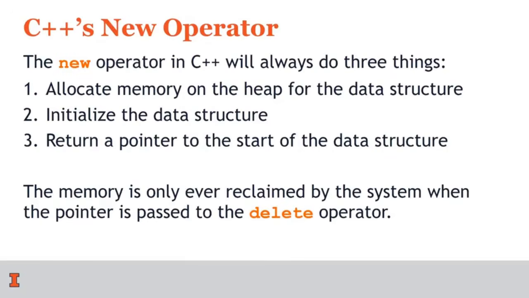What that means is a new C++ operator is going to do 3 things, and it will always do these 3 things. The first thing is it's going to allocate memory on the heap for a data structure, whatever the data structure is that we're allocating. It's going to initialize that data structure, and it's going to return a pointer to the start of that data structure. We use the term data structure here because we're going to build more and more complicated things beyond just a cube as this class progresses.